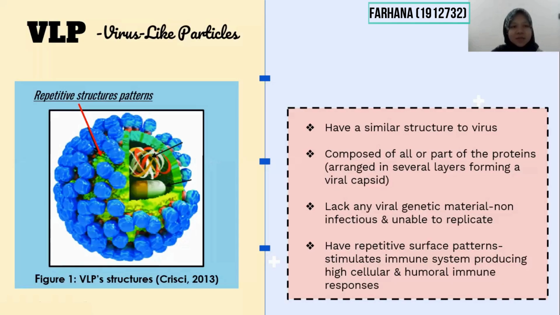VLP, which stands for virus-like particles, have a similar structure to virus. They are composed of all or part of the proteins that can be arranged in several layers and forms a viral capsid. However, they lack any viral genetic material. Due to that, they are unable to replicate and cause infection in the recipient, which enhances safety during manufacture and administration procedures. As illustrated in figure 1, VLPs also have repetitive surface patterns which stimulate the immune system to produce high cellular and humoral immune response.